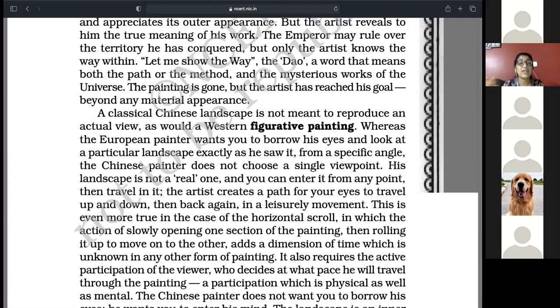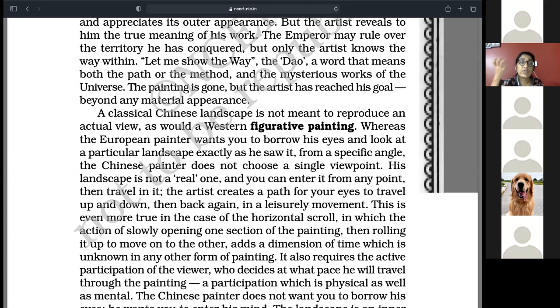The artist creates a path for your eyes to travel up and down, then back again in a leisurely movement. He wants you to enjoy that painting. You bring out different meanings of it. Meaning, you can take out some other meaning of the tree. You can symbolize your own. You can have your own symbols.